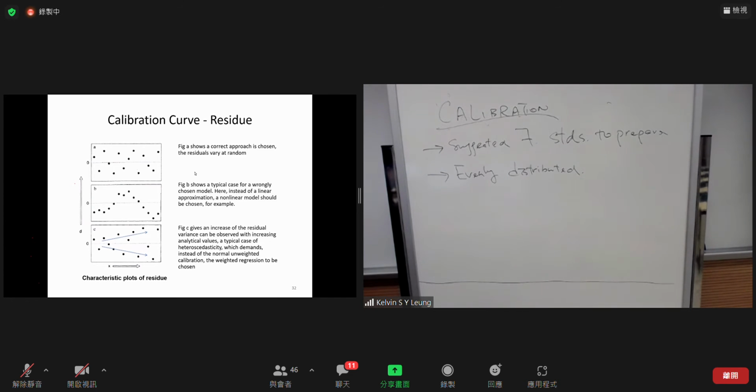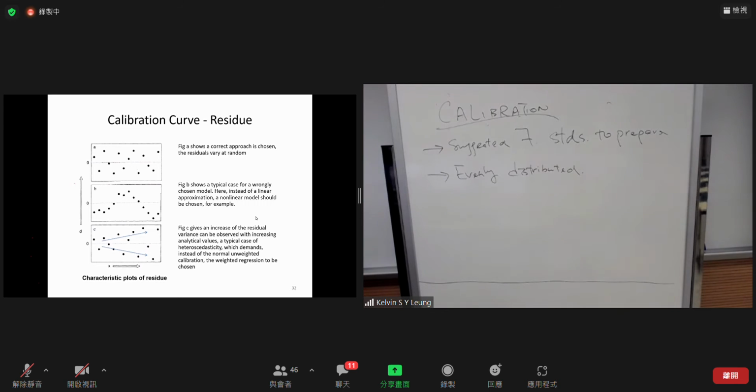in some cases figure A, sometimes figure B and C. So these are some of the characteristics of the different outcomes, okay? The first one shows the correct approach that you have chosen. The residuals should be very random, okay? Whereas the other two are not, okay?